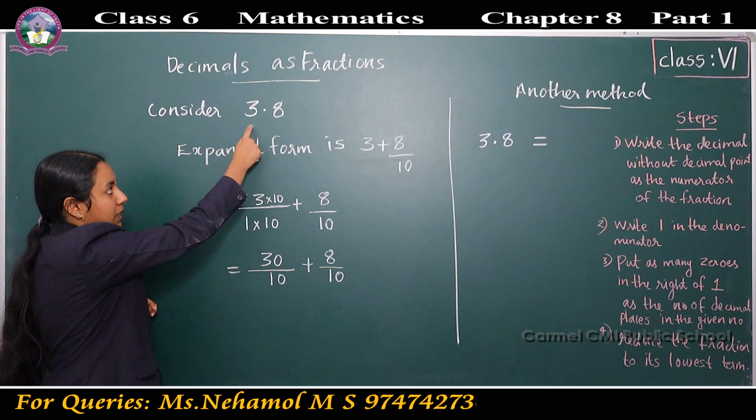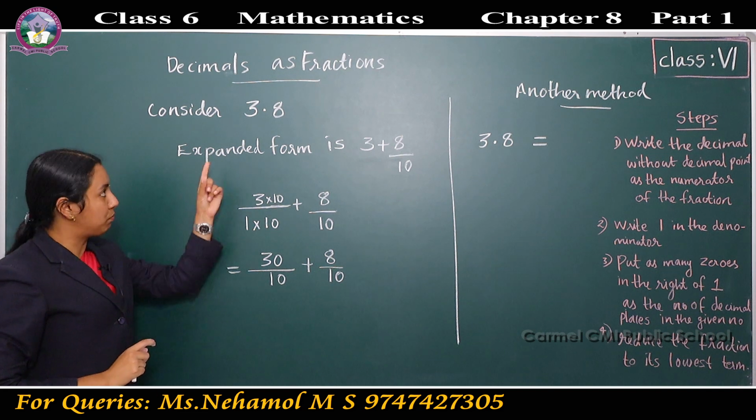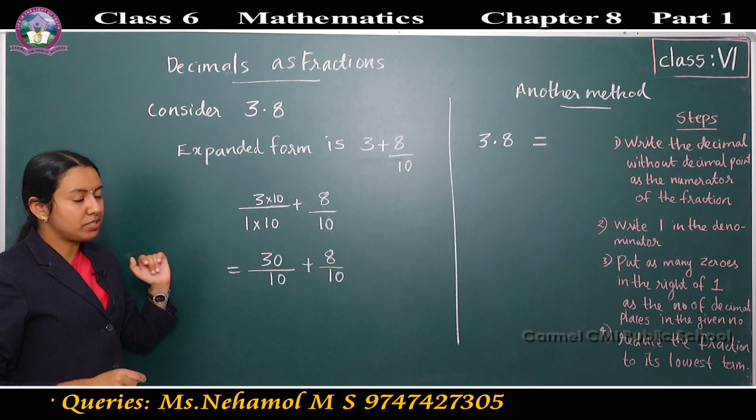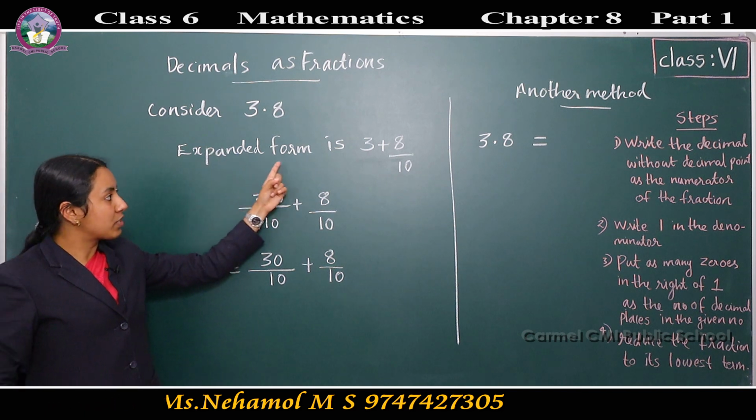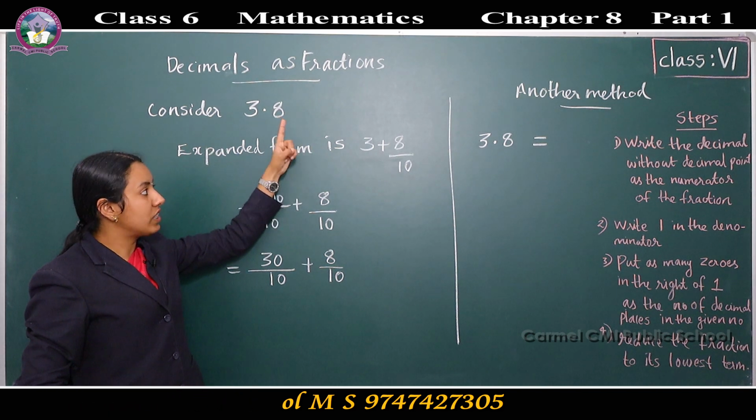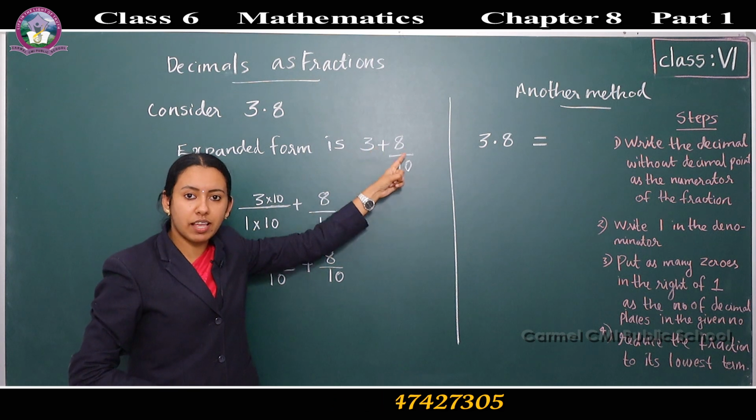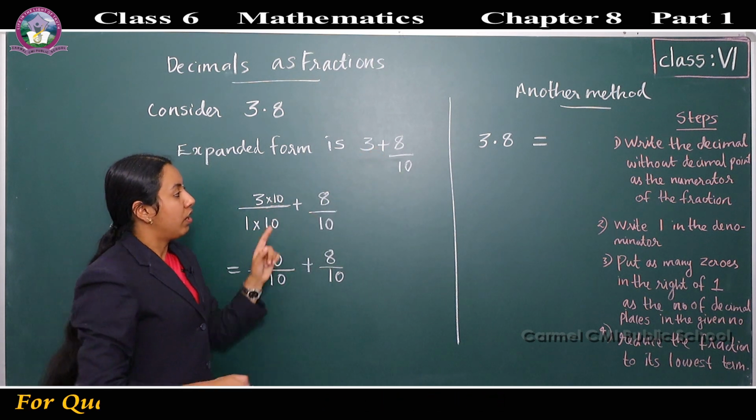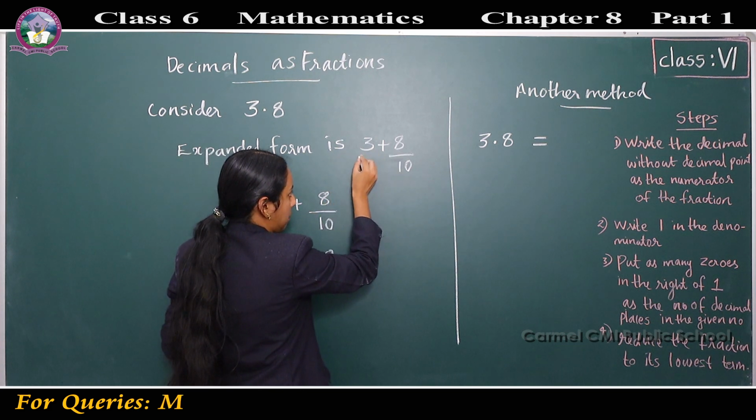Consider example 3.8, one decimal number. There are two methods. First method: we know that the expanded form of 3.8 is 3 plus 8 by 10.